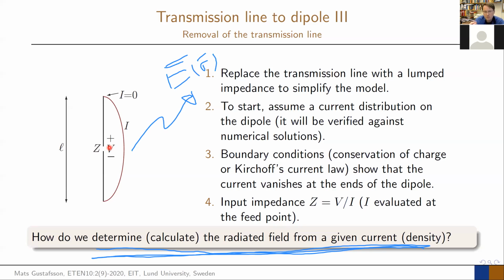You have a current. The current produces an electric field. I want to know what this electric field is, which means I need to compute it. You need to compute it. And in this course and after the course, you should be able to compute what the radiated field is from an antenna when you know what the current is. That's a typical knowledge you should have.